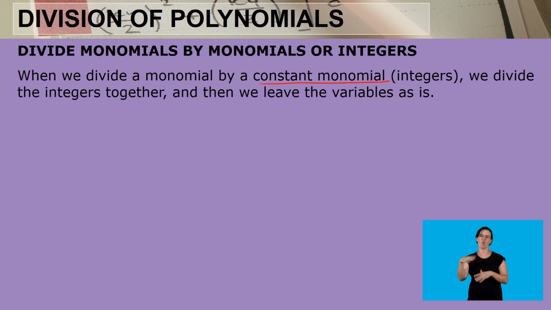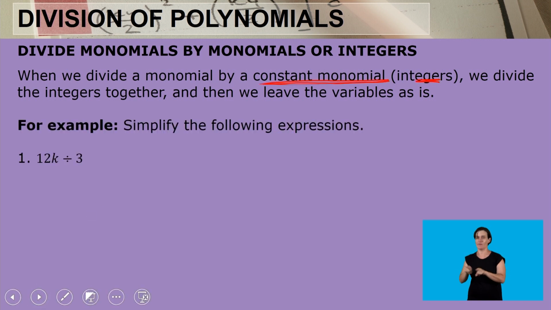So we're going to start with dividing our monomials with a constant monomial, which of course we know are the integers. And when we do that, then we divide the integers together and leave the variables as they are. So let's simplify the following expression. We have 12k divided by 3. So we are going to divide the integers together. That is 12 divided by 3. Now what is 12 divided by 3? Yes, 12 divided by 3 is 4, and we are going to write that variable as it is.